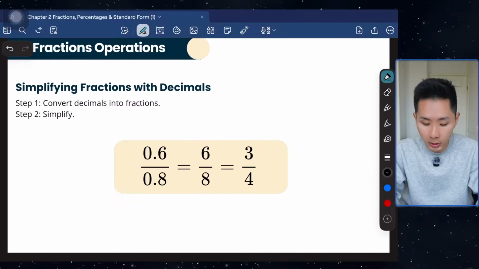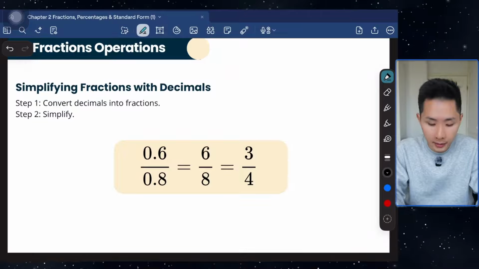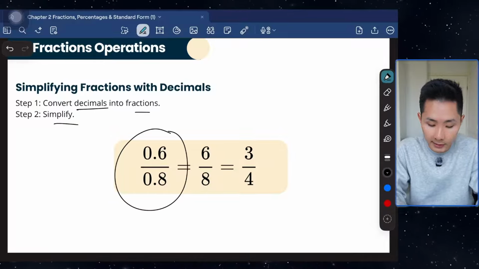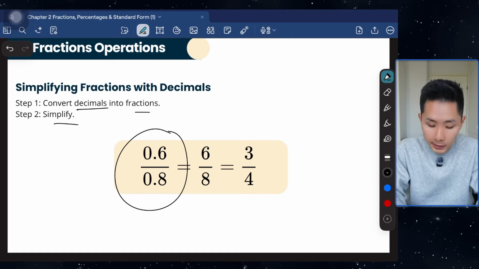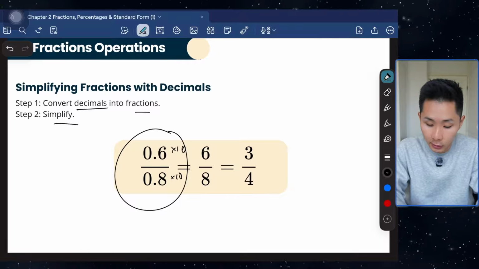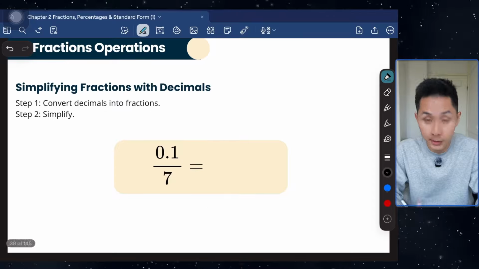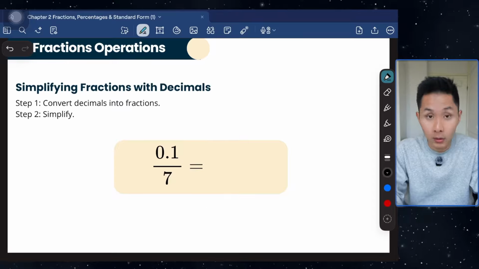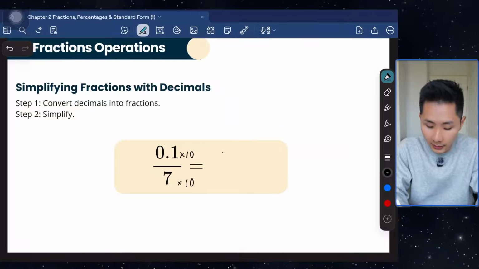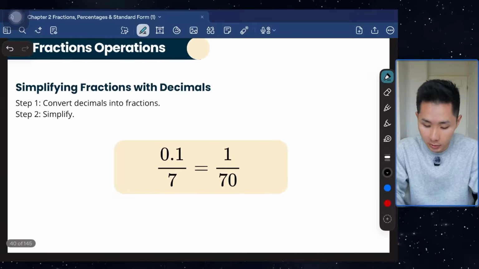The next part of the lecture talks about how to deal with fractions that have decimals in them. To do that, you have to convert decimals into fractions and then simplify. In this case, 0.6 over 0.8, I will first convert it into a proper fraction. I'll just multiply both parts by 10, which gives me 6 over 8, and that's how you convert fractions with decimals into their simplest form. Another example here, 0.1 divided by 7, I would just multiply both by 10, which gives me 1 over 70, and that will be my simplest fraction, 1 over 70.